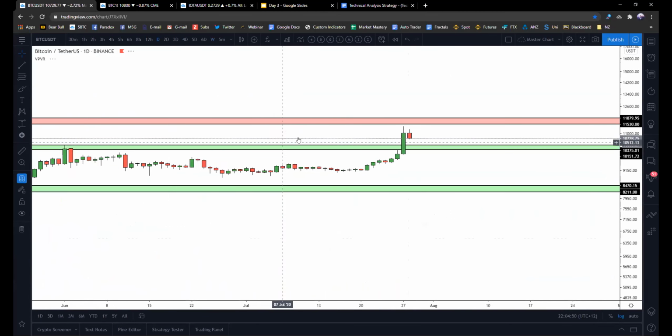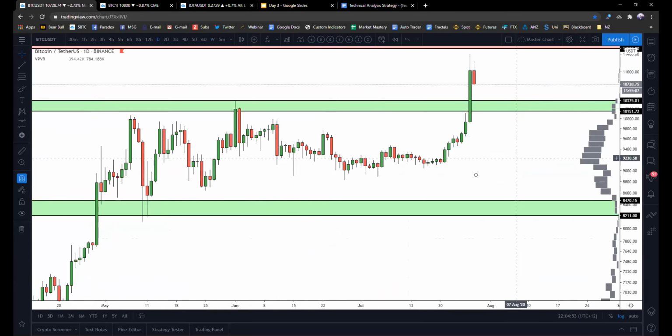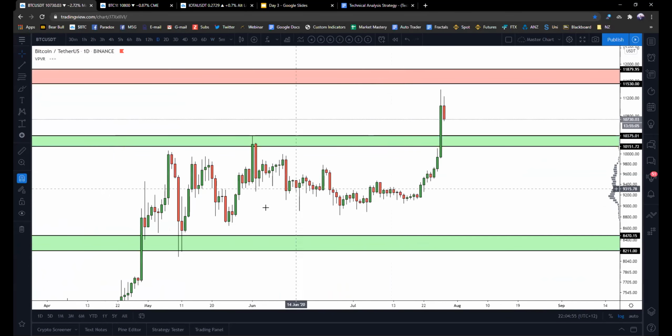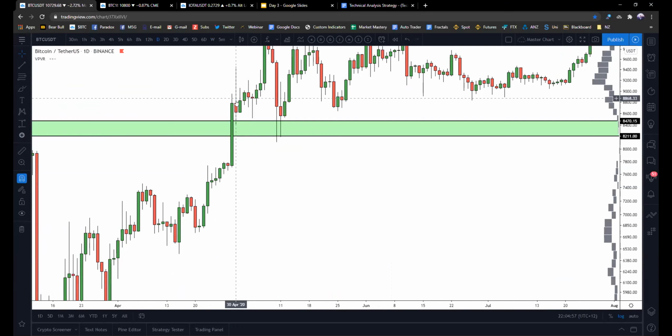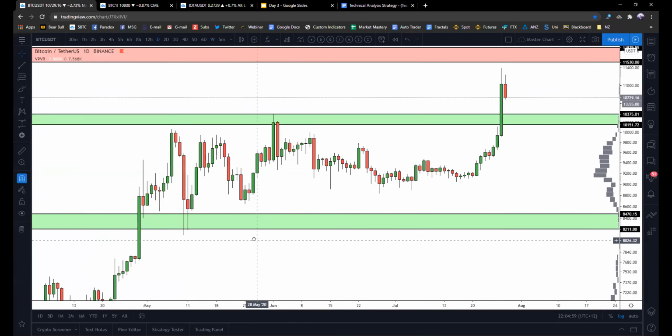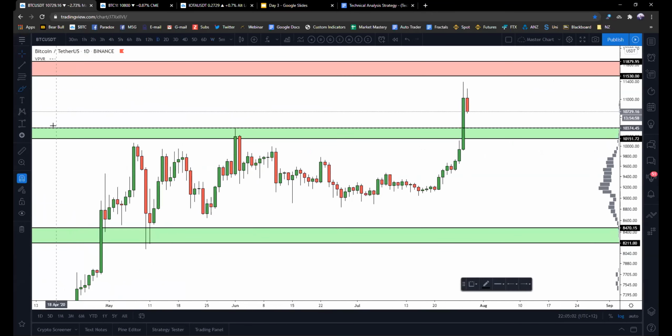Let's get into the daily time frame. The daily at the moment, a bit of a pullback, but to be expected after a pump like that, right? Any of these pumps, they usually get a bit of a pullback, right? And this is something I just wanted to cover tonight for anyone who's watching at the moment.